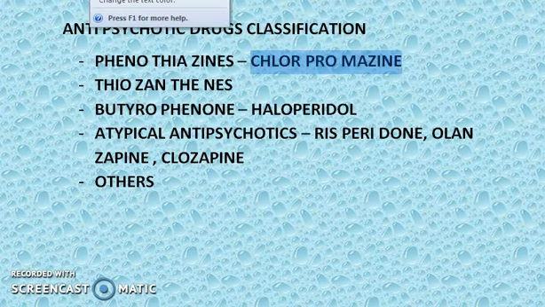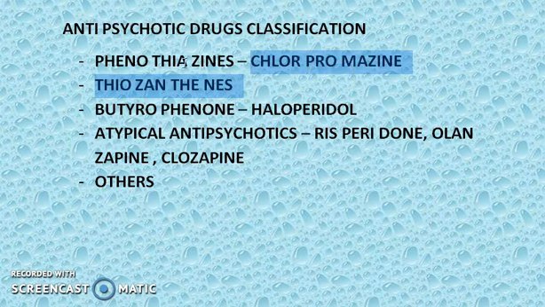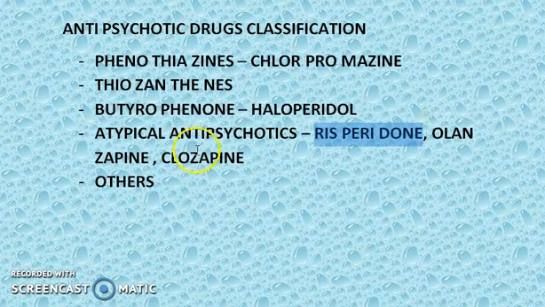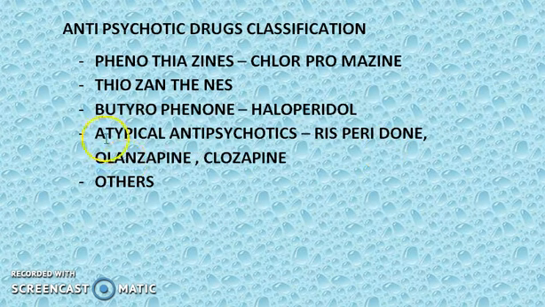Chlorpromazine is an example for phenothiazine. Then you have haloperidol, which is an example for butyrophenone. Then you have risperidone, olanzapine and clozapine as atypical antipsychotics, and you have others.